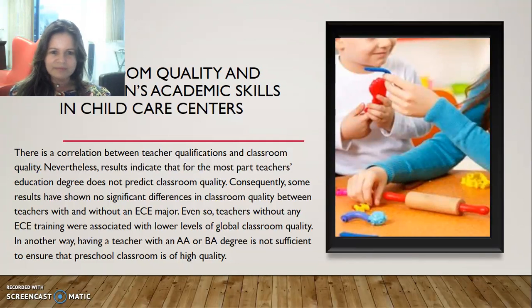Now I want to tell the most important aspect about all the readings in the first and second unit. First one, classroom quality and children's academic skills in child care centers. There is a correlation between teacher qualification and classroom quality. Nevertheless, results indicate that for the most part, teachers' education degree does not predict classroom quality. Consequently, some results have shown no significant differences in classroom quality between teachers with and without an ECE major.